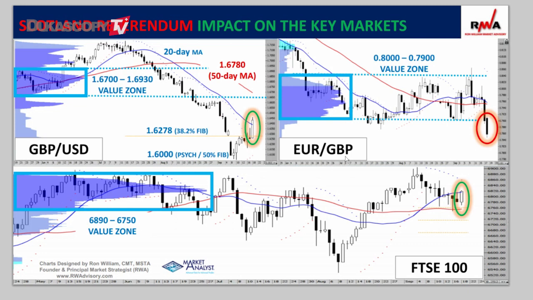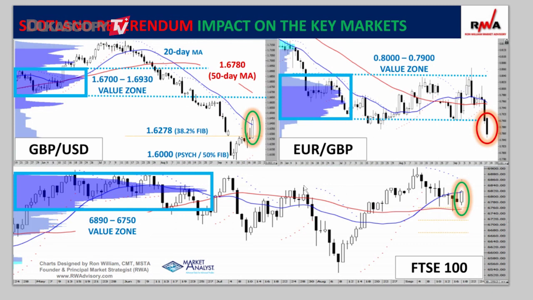Euro sterling, of course, we have the inverse, sterling appreciation, but against the euro heading south. And what we have here is a breakdown into multi-month new lows on euro sterling, so quite a significant historic move here. And the value zone here is between 80 on the high side and 79 on the low side. So these are the key significant moves on the currency markets.